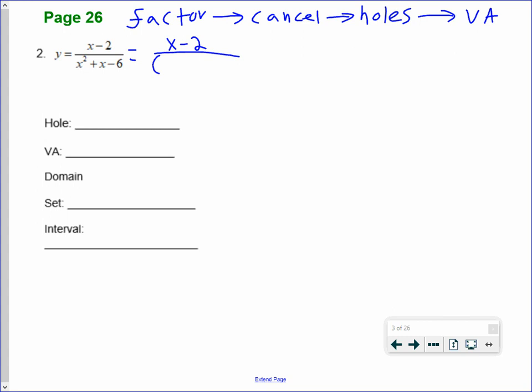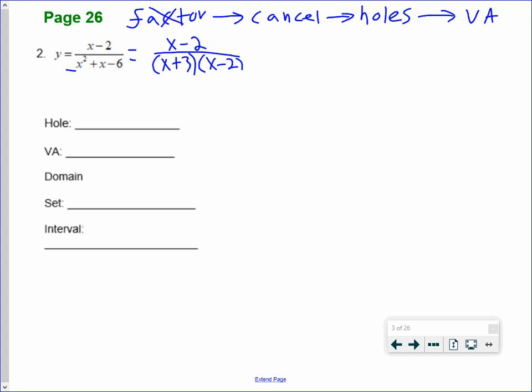For the denominator, we have x squared plus x minus 6. Our coefficient of x squared is 1. So we just need to find factors of -6 that add up to give you +1. And that'll be x plus 3 and x minus 2. 3 times -2 is -6, and 3 plus -2 is +1. That's our factored form of x squared plus x minus 6. So now that we're done factoring, we're done with this.